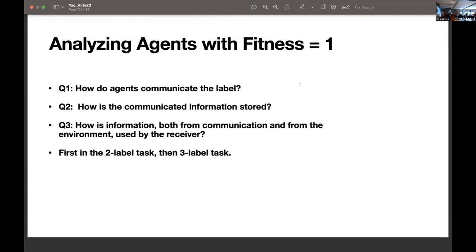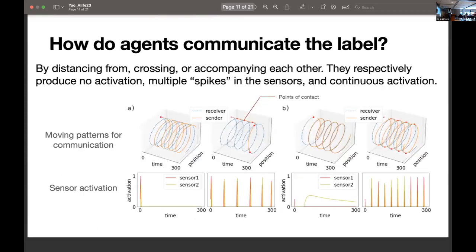So to analyze the agents, we want to answer 3 questions. First, how do the agents communicate the label? How is communicated information stored, especially in the receiver? And how is information, both from communication and from the environment, used by the receiver? We'll now first go into the 2-label task and then the 3-label task.